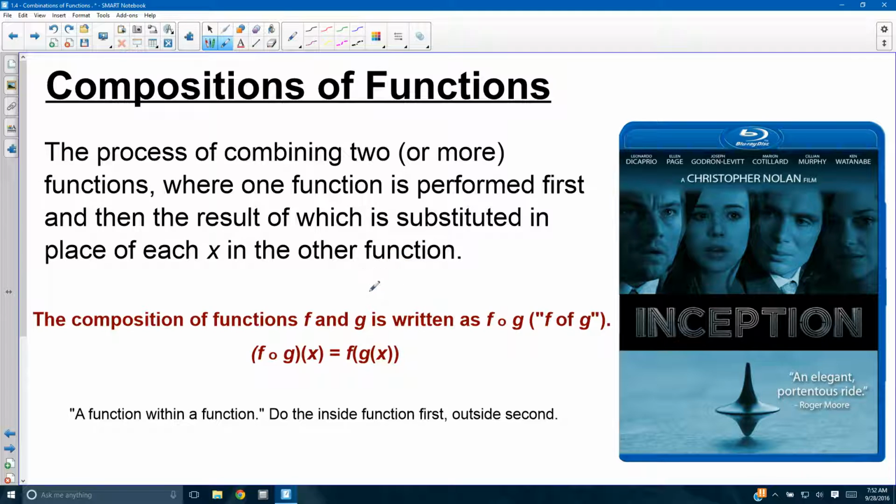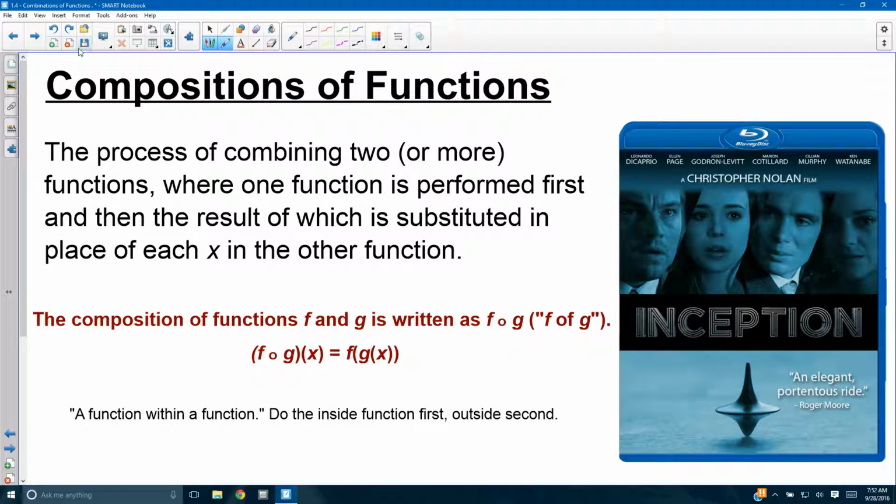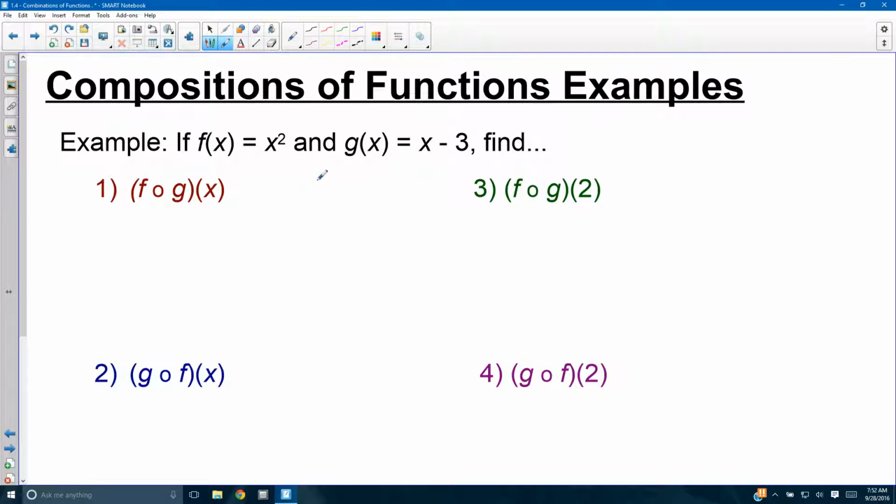Or likewise, we could do g of f of x. Now, I put inception here because I said a function within a function, like a dream within a dream. I made this cover myself, so I don't think any copyright claims are actually being misused there. So let's do some examples here.